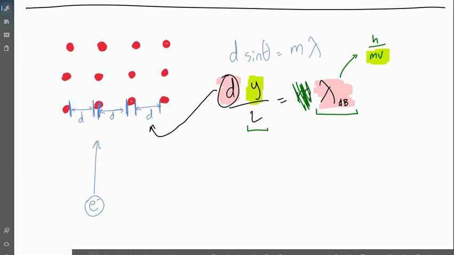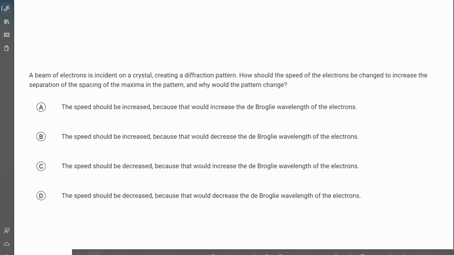Okay. I do have on our next page here a practice problem for us. This is straight from AP. It's a publicly available question, so I'm totally happy going through this. A beam of electrons is incident on a crystal, creating a diffraction pattern. How should the speed of the electrons be changed to increase the separation of the spacing of maxima in the pattern, and why would the pattern change?